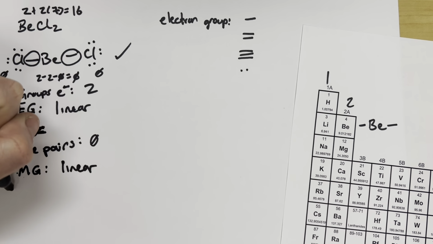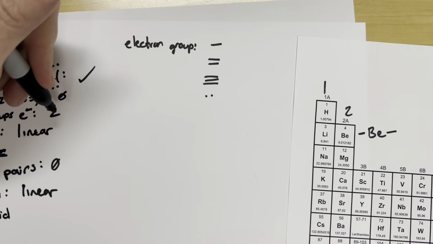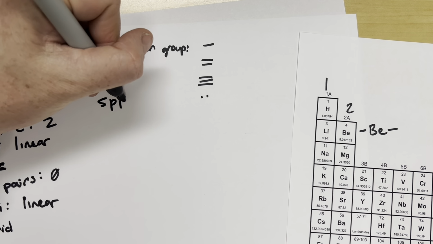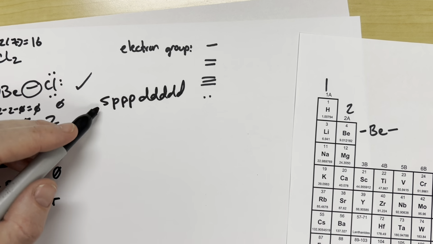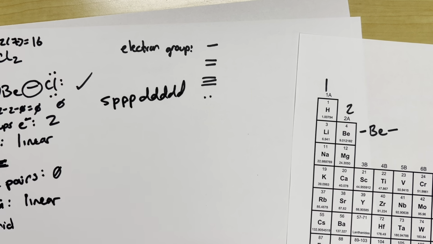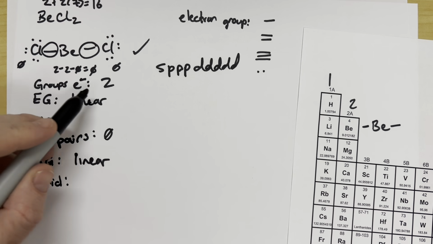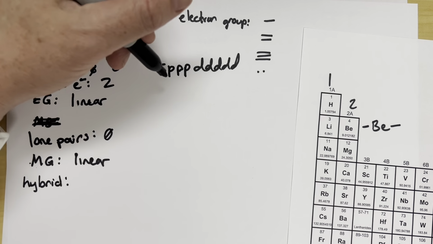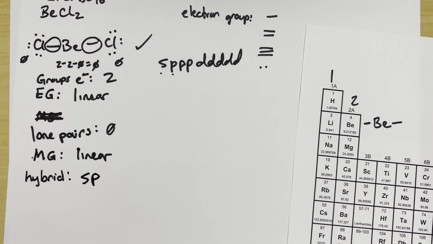Okay, next it asks about the hybridization. To remind you, we did S, P, P, P, D, D, D, D, D. So an S, 3 Ps, 5 Ds, just like when we're doing electron configuration. For its hybridization, you would just look at how many electron groups it had. It had 2. You underline the S and the P, and that tells you its hybridization is just sp.